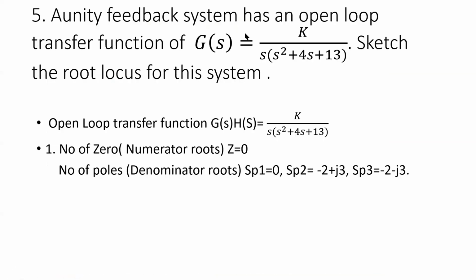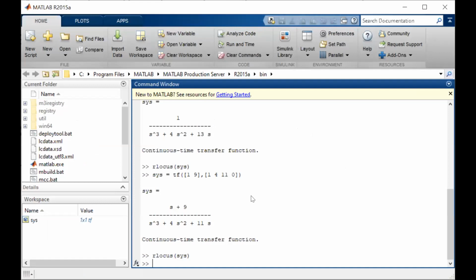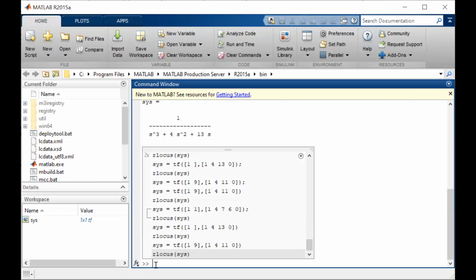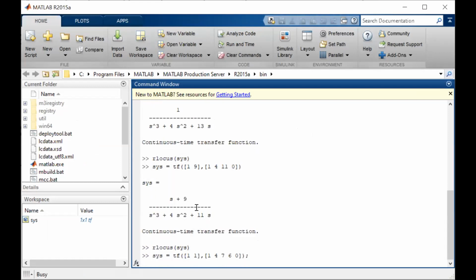Here we will just try to do the same thing using MATLAB. If possible, we'll just see. I'll show you. We have to find the system first. We have to write the system transfer function. This is the system transfer function. Okay, for the system transfer function, we have to write the root locus.